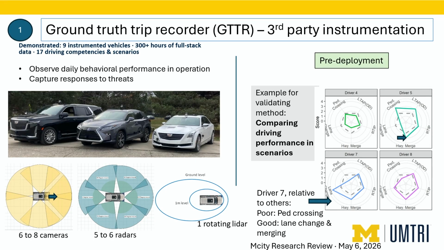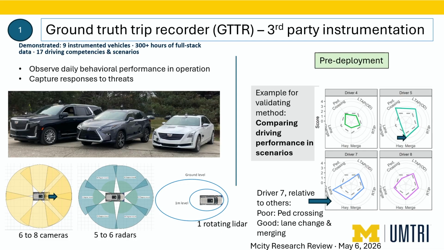So let me start with the ground truth trip recorder. We call it GTTR internally. What is that? That is basically an instrumented vehicle. In this project, we actually had two projects on this. We had 3 different vehicles of 3 different classes, as you can see on the picture on the left. These vehicles are retrofitted with different instruments. These instruments include 6 to 7 cameras, 5 to 6 radars, and one rotating LiDAR. The numbers are decided on the vehicle geometry, basically.